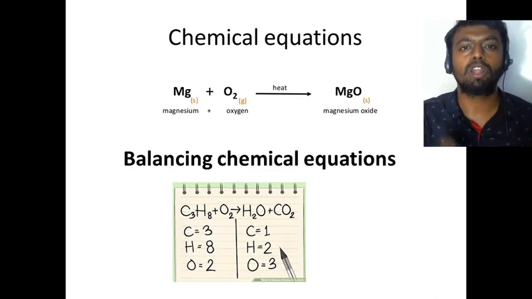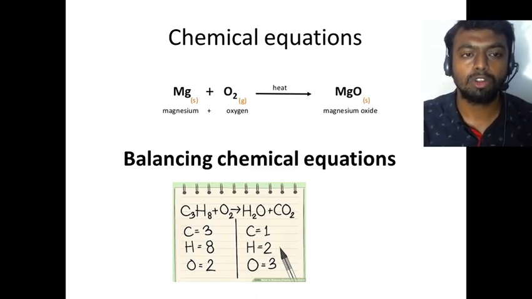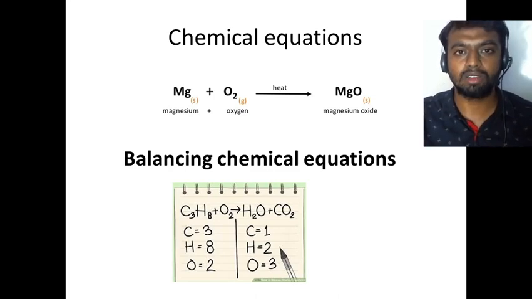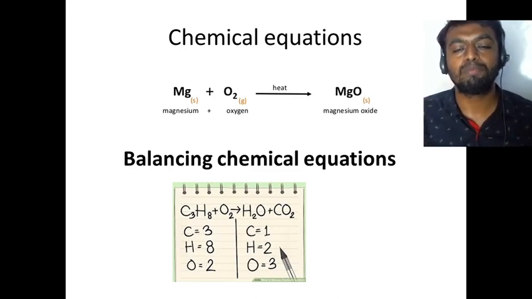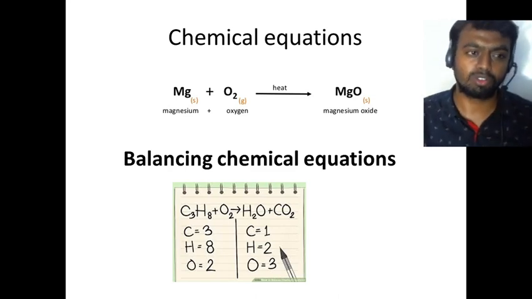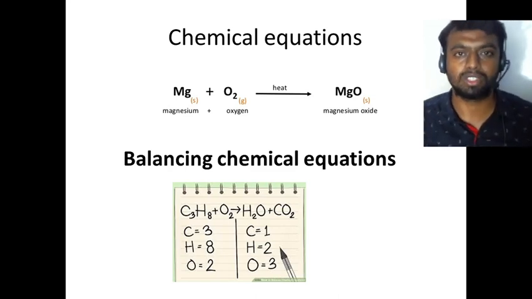We all know why we need to balance these equations: to satisfy the law of conservation of mass. So what does this law state? This law states that you can't create mass and you can't destroy mass. That means mass can neither be created nor destroyed throughout a chemical reaction.